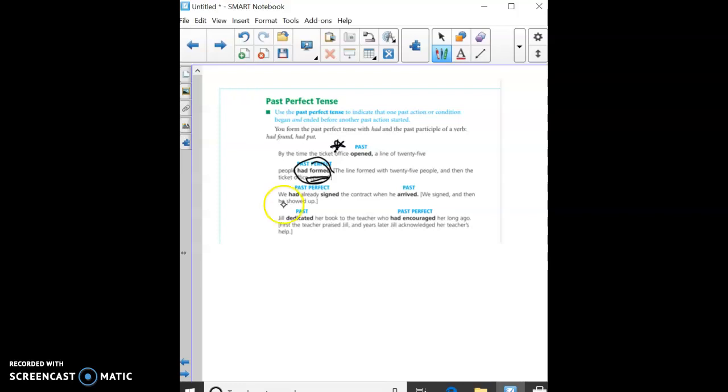Let's look at the second one. We had already signed the contract when he arrived. There's that condition again that tells us to use that past perfect. And lastly, Jill dedicated her book to the teacher who had encouraged her long ago. So it's dependent on that other action. So the past perfect tense is going to be dependent on something that already began and ended.